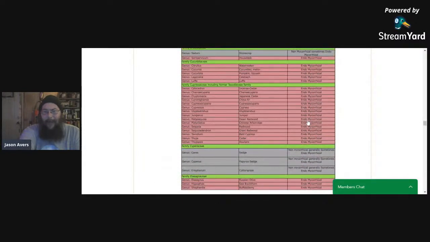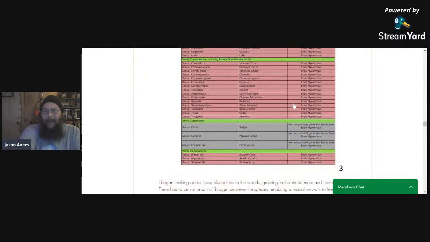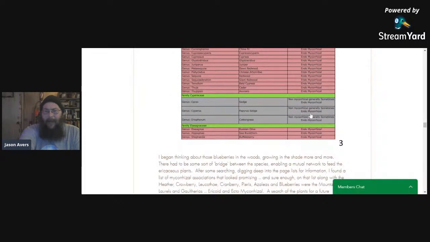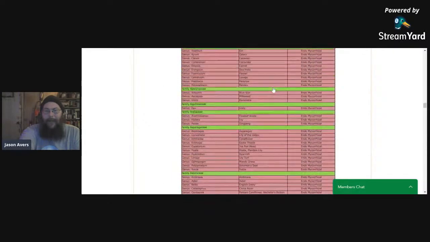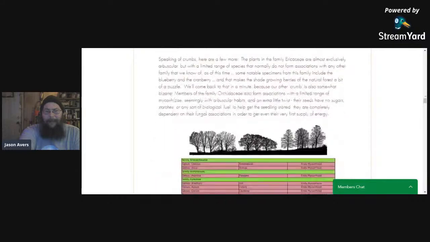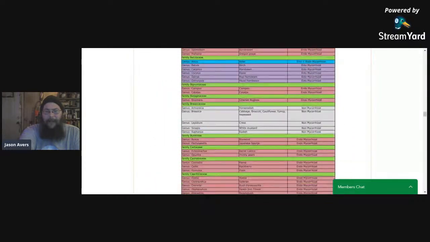Generally, these are color-coded. The arbuscular mycorrhizal fungi are listed in this sort of magenta pink. The non-mycorrhizal ones are in gray or white. For example, here, sedges, mostly non-mycorrhizal, some of them ecto. Anyway, let's get past these.